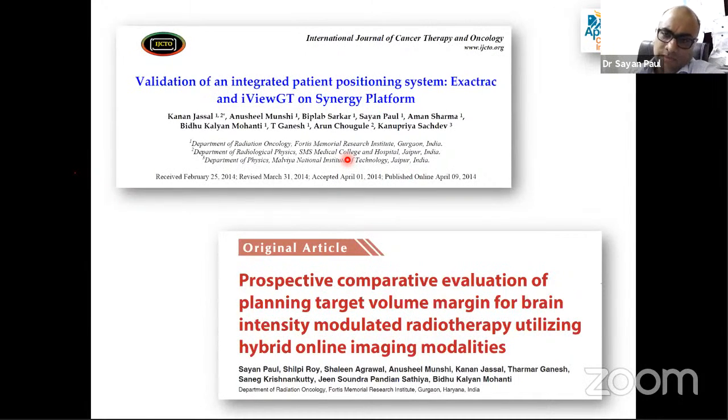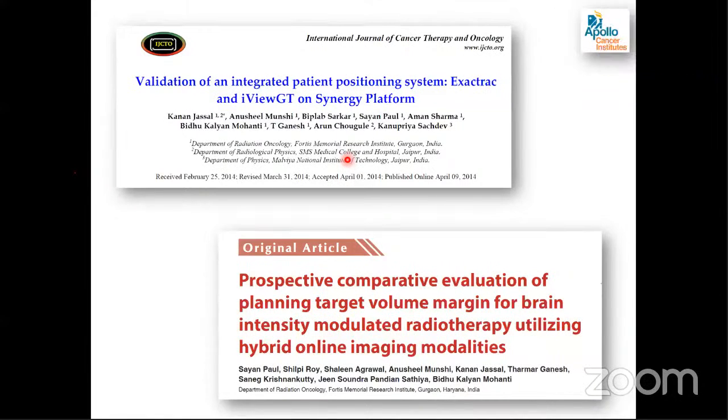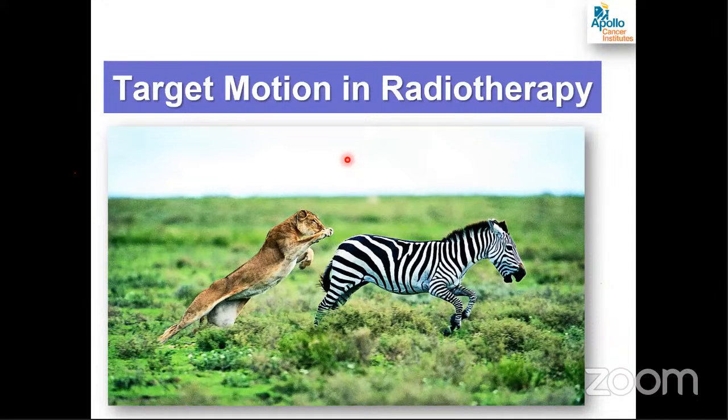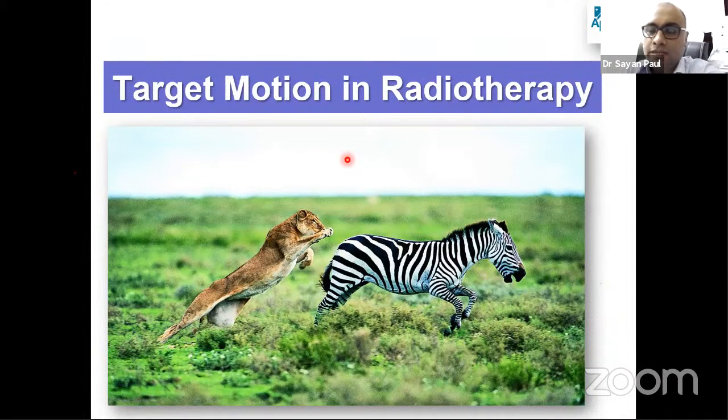So now in most of the centers, higher centers are using a hybrid imaging system, because different systems are needed for different situations. So now the second part of the talk is target motion in radiotherapy. So as I explained earlier, the target is not static. When the lioness was bouncing on the zebra, the zebra actually moved and the lioness missed the zebra.